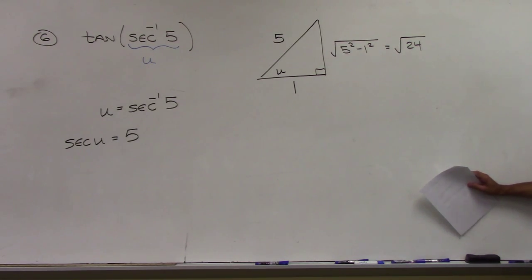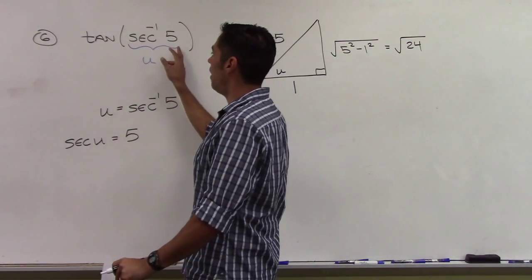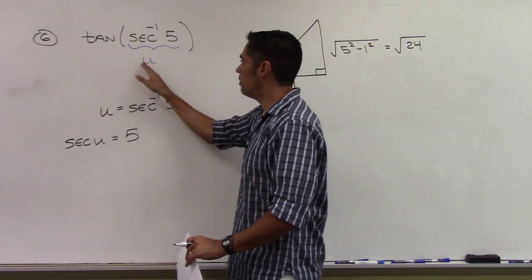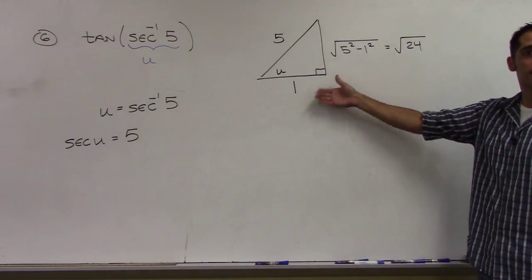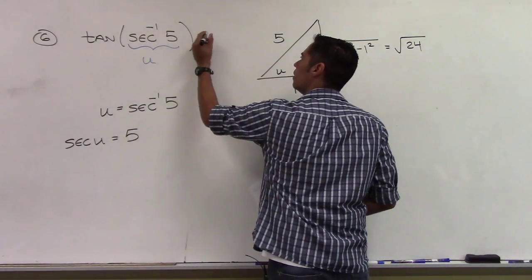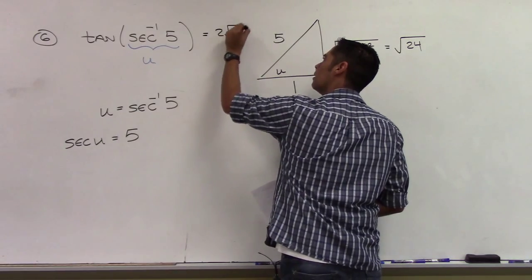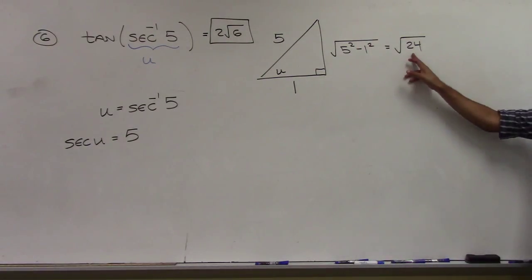So what's the answer to this? What is tangent of secant inverse 5? Well, that's the same as saying what's the tangent of U. And according to my picture, tangent of U is this side over this side. So root 24, and then you could simplify that, but I'm just going to put, what would it be, 2 root 6? 2 root 6. Root 24 is 2 root 6.